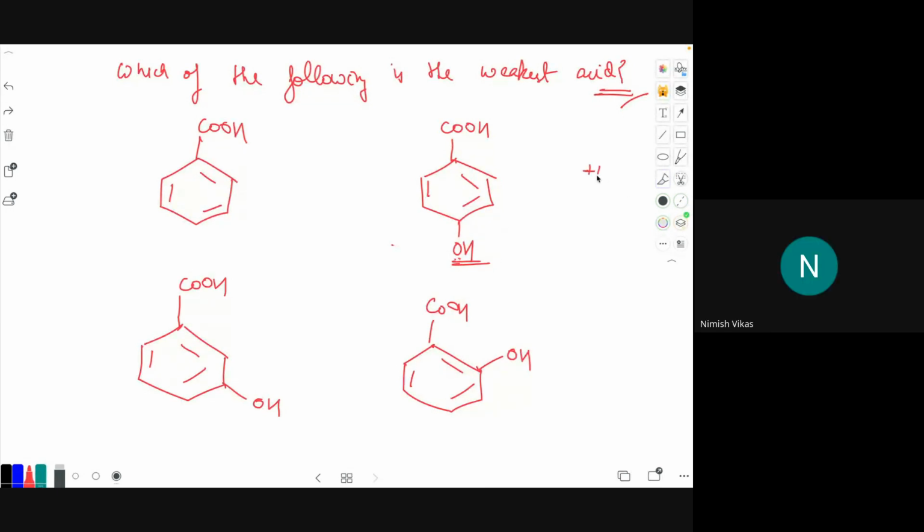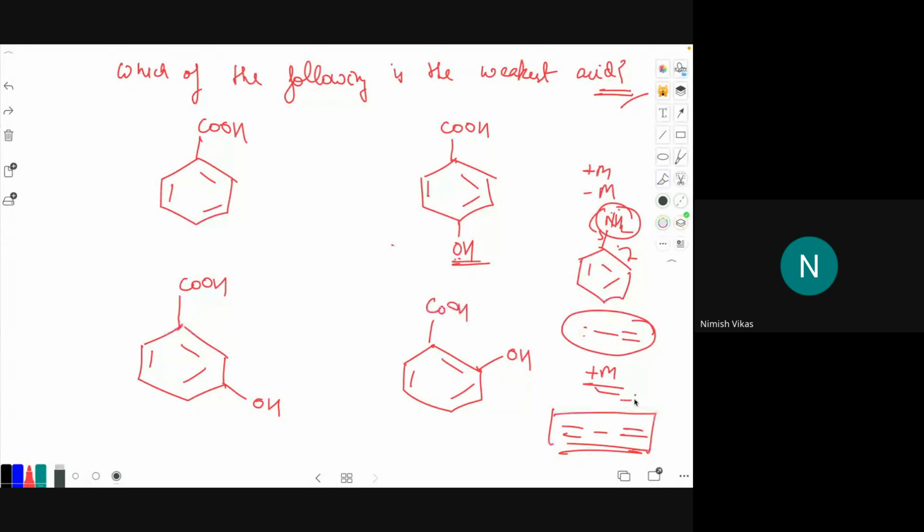Okay, what is plus M or minus M? When you are saying, for example, NH2 over here, imagine NH2 is there. This will show plus M only, no? Whenever lone pair and double bond is in conjugation, it will show plus M only. And when double bond and double bond is in conjugation, it shows minus M generally, right?